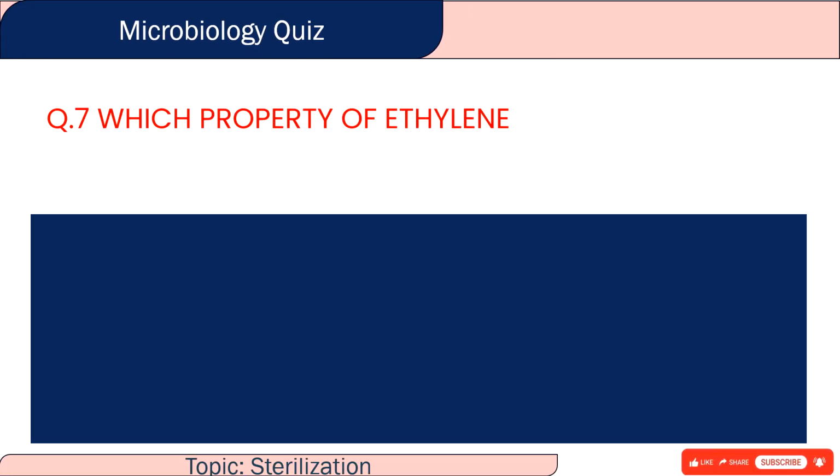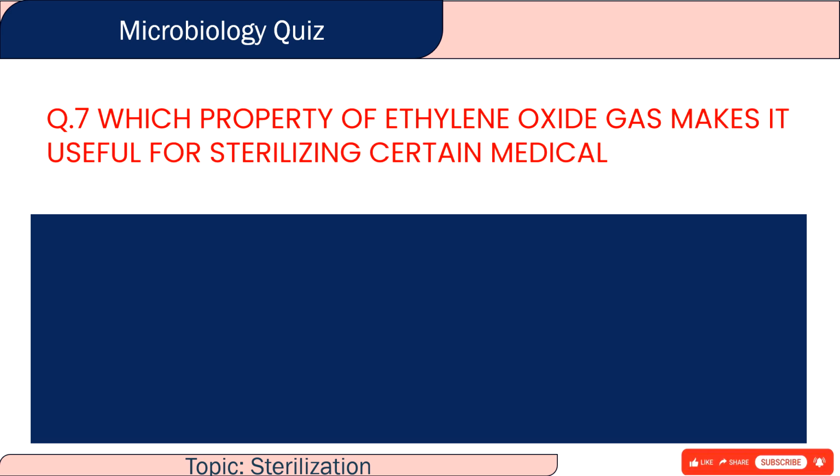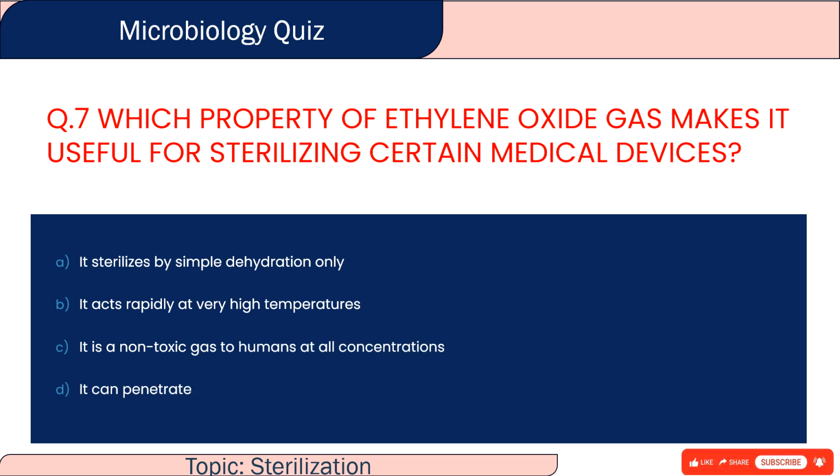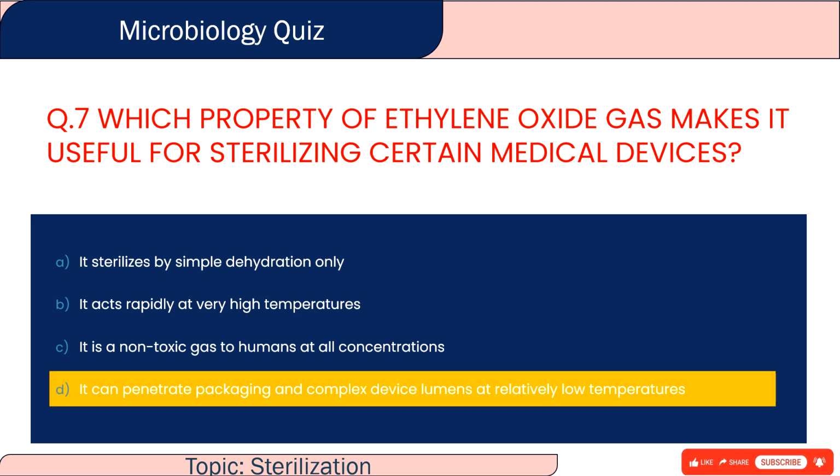Question number 7. Which property of ethylene oxide gas makes it useful for sterilizing certain medical devices? A. It sterilizes by simple dehydration only. B. It acts rapidly at very high temperatures. C. It is a non-toxic gas to humans at all concentrations. D. It can penetrate packaging and complex devices at relatively low temperatures. And the answer is D.